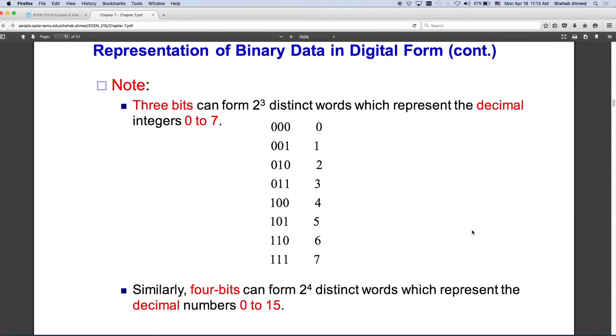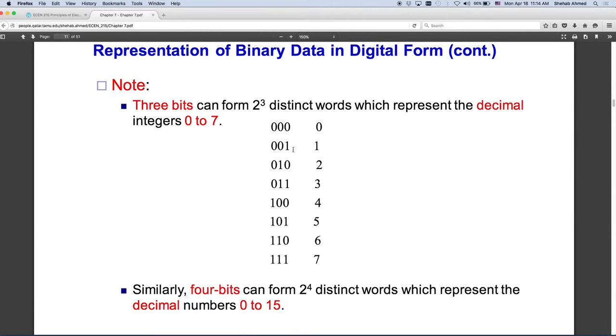So to figure out what you can do with more bits, let's look at how you represent numbers in the binary system. If I have 3 bits, the 3 bits can form 2 to the third distinct words. So I will start with all 3 being 0. This represents what? 0 times 2 to the 0, 0 times 2 to the 1, plus 0 times 2 squared. The sum of them is 0.